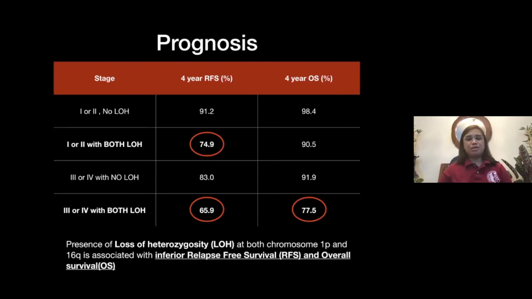For the prognosis, usually we check for the loss of heterozygosity at chromosome 1p and 16q, and this is associated with inferior relapse-free survival and overall survival. So the stage with loss of heterozygosity has inferior relapse-free survival and overall survival.